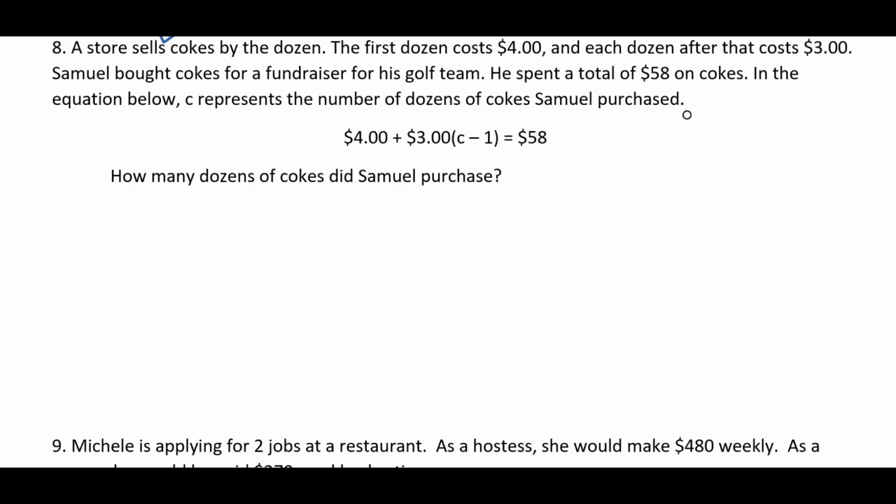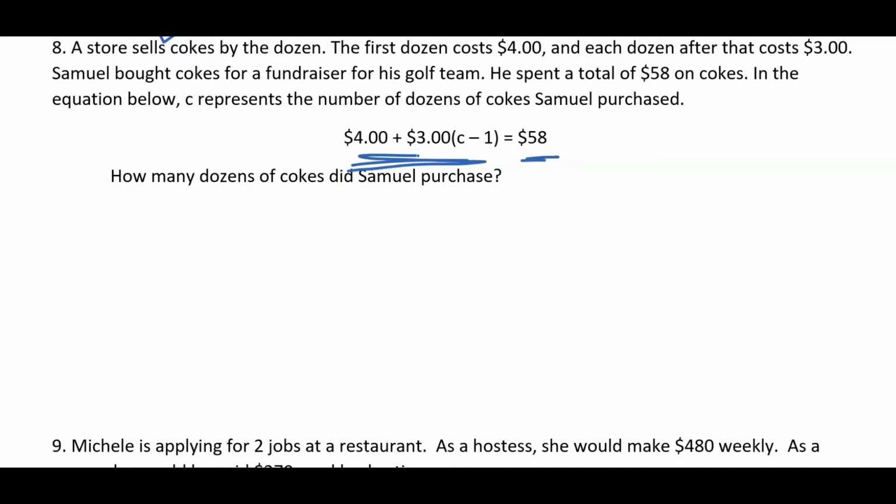So here we have a store selling cookies, and it says the first dozen was $4, and each dozen after that was $3, and they have that shown here. All right. Samuel bought cookies for a fundraiser for his golf team. He spent $58. That's why it says this equals $58. How many did he purchase? Now this should give us a whole number, because if he spent $58 and that's the equation, we should end up with an actual whole number here.